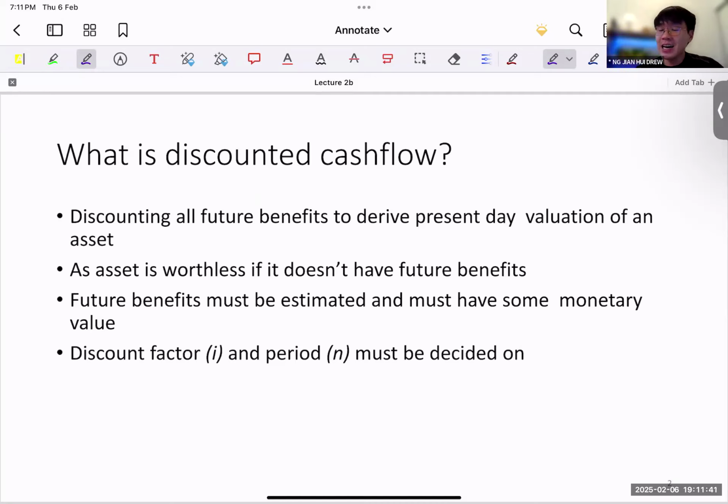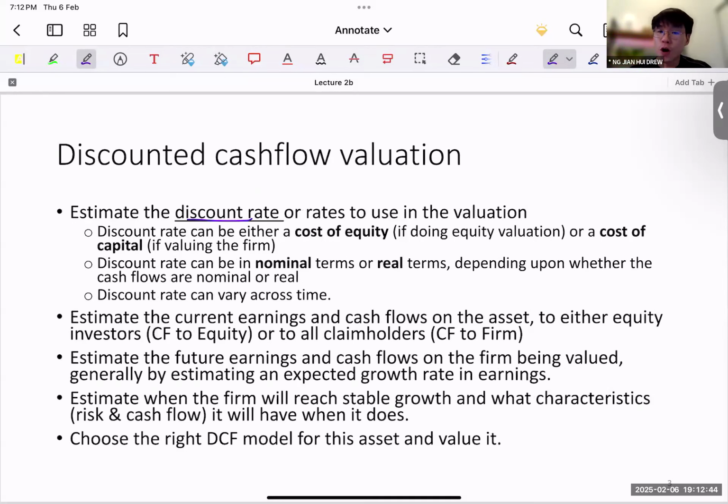Okay, and so what's important, of course, is to determine the discount factor. The first thing that's important is how do you determine what factor to discount it on? So this is an important component, right? So we need to estimate the discount rate for the valuation. Now, there are two broad discount rates that we'll use. We'll use the cost of equity, and this means that we are discounting this to the equity holders. So we are determining the cash flow to the equity holders. So we use the cost of equity as the discount rate, or we can use the cost of capital.